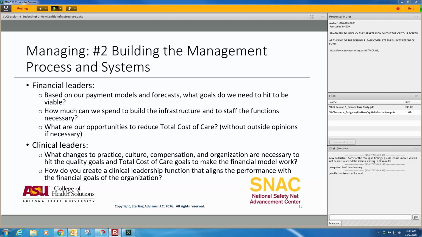It also asks our clinical leaders to tackle questions like, what are the changes in practice, culture, compensation, and organization of our practices that are necessary to hit quality goals and improve total cost of care in order to make the overarching financial model work? And how do you create a clinical leadership function that aligns properly with the financial goals of the organization? We know that there are financial stresses and strains on organizations under fee-for-service models, and that doesn't go away. However, there are opportunities to rethink that, and it's a fundamentally different equation and formula.